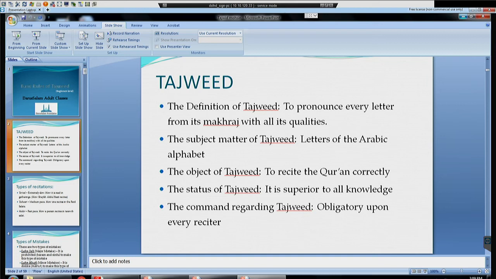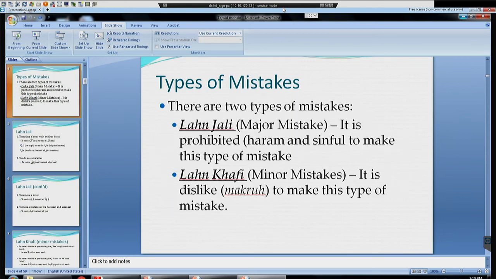Does anyone remember the specific number of makharij there are? 17. There are 17 makharij. In the PowerPoint, it was listed in such a way that it will be easier to digest. But in the books, there are 17 makharij for the 29 huruf in the Arabic alphabet. And we went over all of them, alhamdulillah. We went over lahin jali and lahin khafi, the major mistake and the minor mistake.